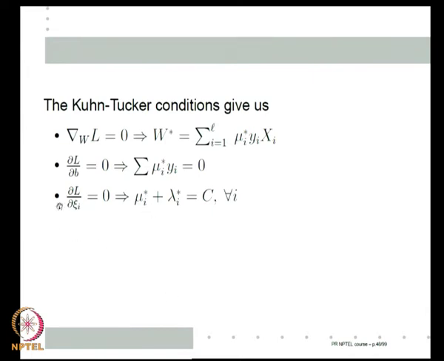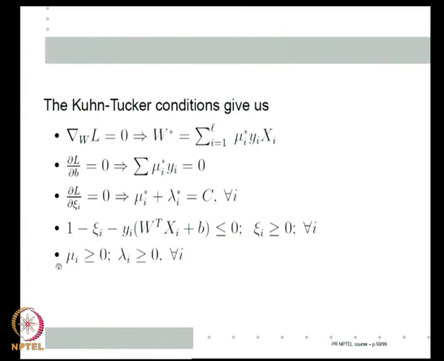So, the derivative with respect to the remaining optimization variables will tell me mu i star plus lambda i star is equal to C for every i. Then I have the feasibility constraints. All my ξi's have to be non-negative, and these are my other constraints, 1 minus ξi minus yi (W transpose xi plus b) less than or equal to 0, the separability constraints. All my Lagrange multipliers have to be non-negative, and for complementary slackness, mu i into this constraint should be equal to 0. Similarly, lambda i ξi should be equal to 0. These are my full complement of Kuhn-Tucker conditions for this optimization problem.